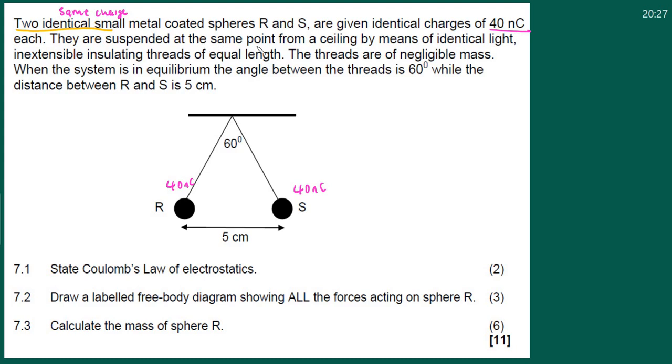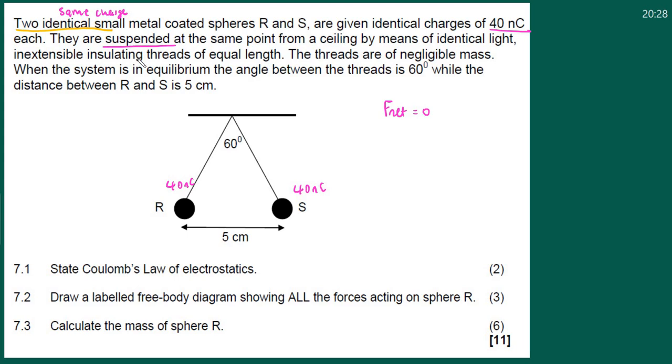They are suspended at the same point. The fact that they are suspended should tell us that the F net is 0, right? Because remember, if things are suspended, they're in equilibrium, that means the F net is 0, because the acceleration is 0, they're not moving.